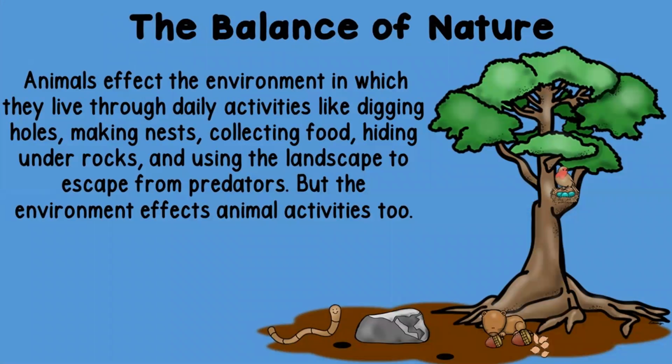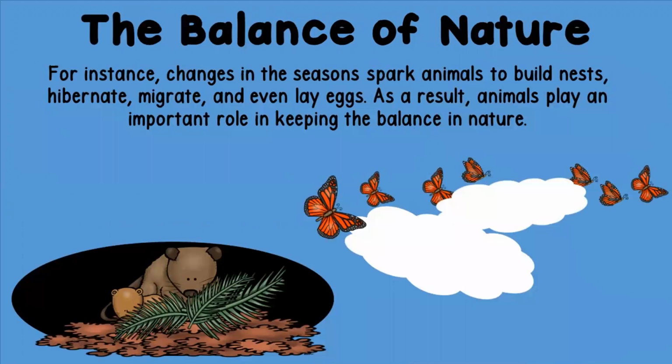The balance of nature also talks about how animals affect the environment in which they live through daily activities like digging holes, making nests, collecting food, hiding under rocks, and using landscape to escape from predators. But the environment affects the animals' activities too. So not only are the animals changing their own environment, but the environment kind of forces them to change a little bit too. And we talked about how changes in the seasons spark animals to build nests, hibernate, migrate, and even lay eggs. And as a result, animals play an important role in keeping the balance of nature.